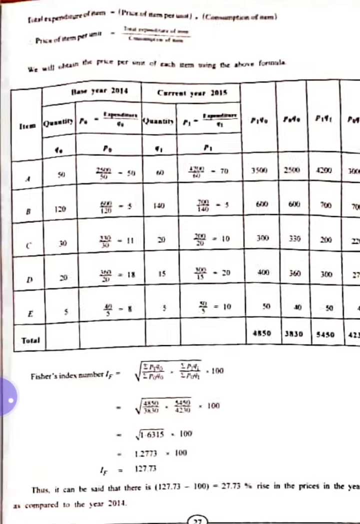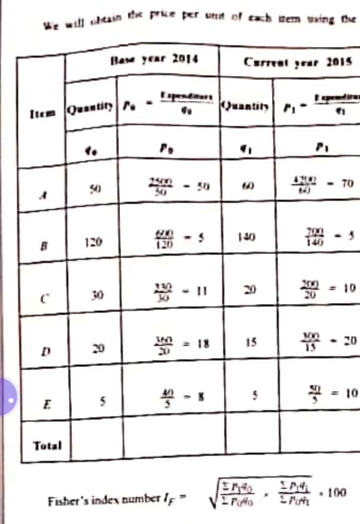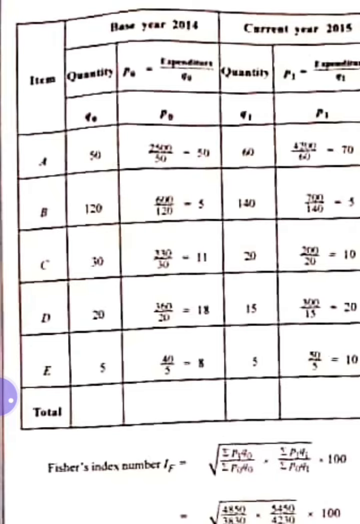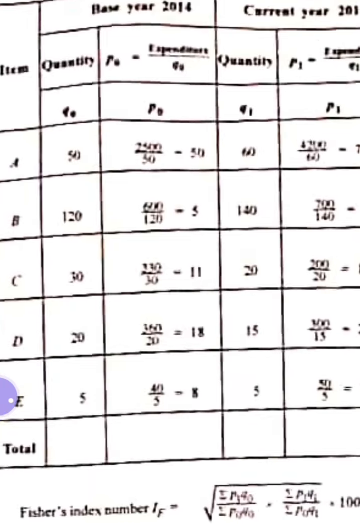So again you would find in the solution we will write all the items from A to E. You would find A, B, C, D and E. Then for the base year, that is 2014, we are going to take the consumption, that is actually our Q0. For item A it is 50, for item B 120, item C 30 liter, item D 20 kg and item E is 5 kg. It is our Q0. Then obviously we need to find out the price of the base year. So that is, as we have seen, the total expenditure divided by the consumption.